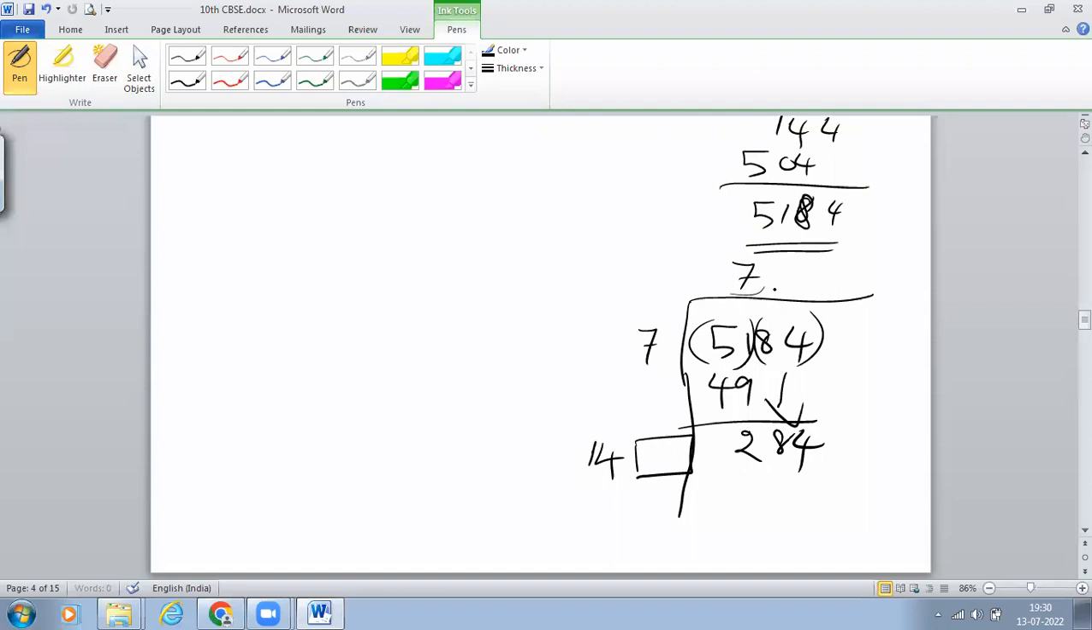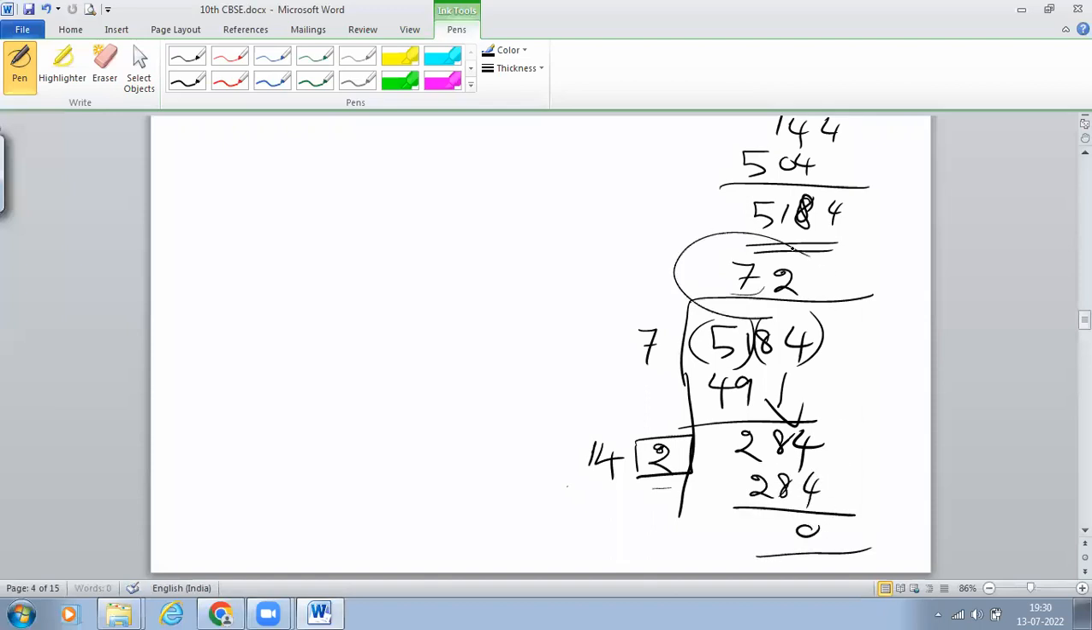That is, if I put 1 here, here also I should put 1. So 1 into 141 will be 141, but here 284 is there. Now I will try for 2. If I am putting 2 here, then here also I have to put 2. Now what is 2 into 142? 2 into 142 is 284. Am I right or wrong? That is, the remainder is 0.